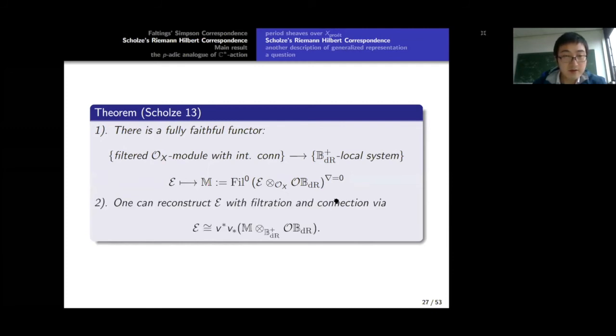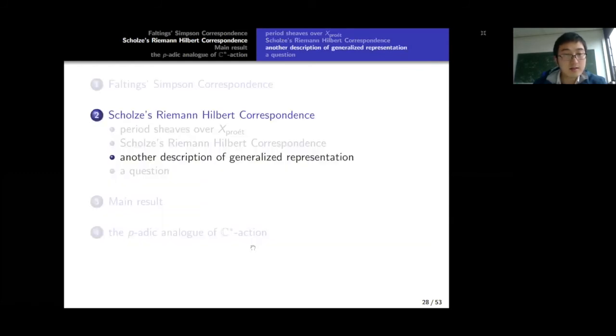And conversely, one can reconstruct this E with filtration and connection via this formula. Okay, this should be nu. Nu is just the map from X pro alpha to X alpha. Okay. This is Scholze's theorem.